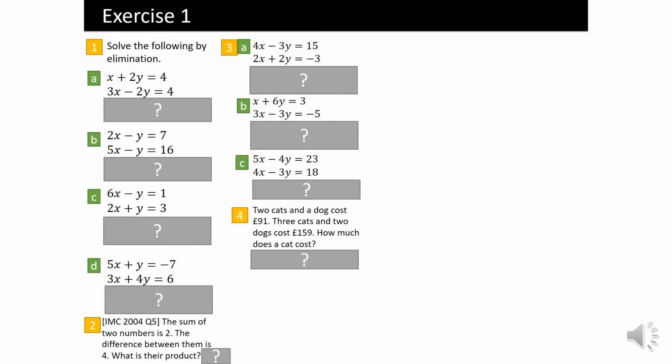So here is exercise 1, so this is the elimination one. Have a go at these using elimination. If you're pretty happy with this method, you don't need to do all of these, maybe just do one to check, and then skip over to the next part, which is substitution.